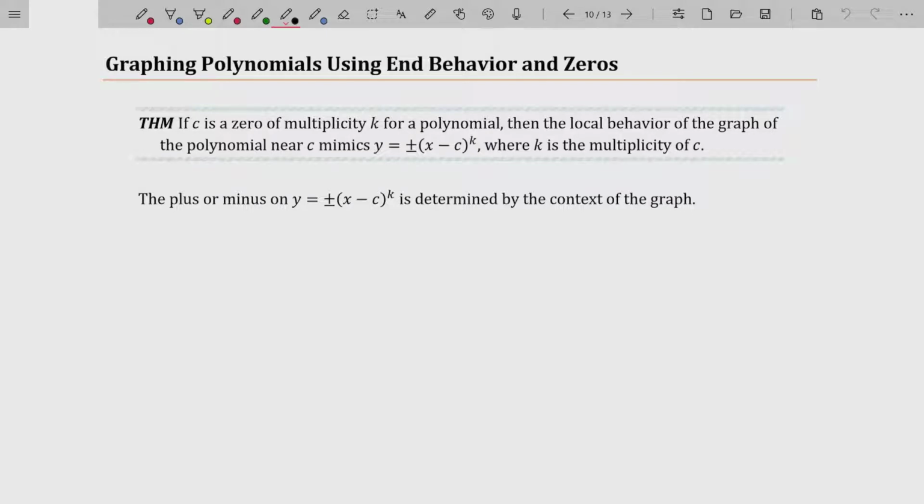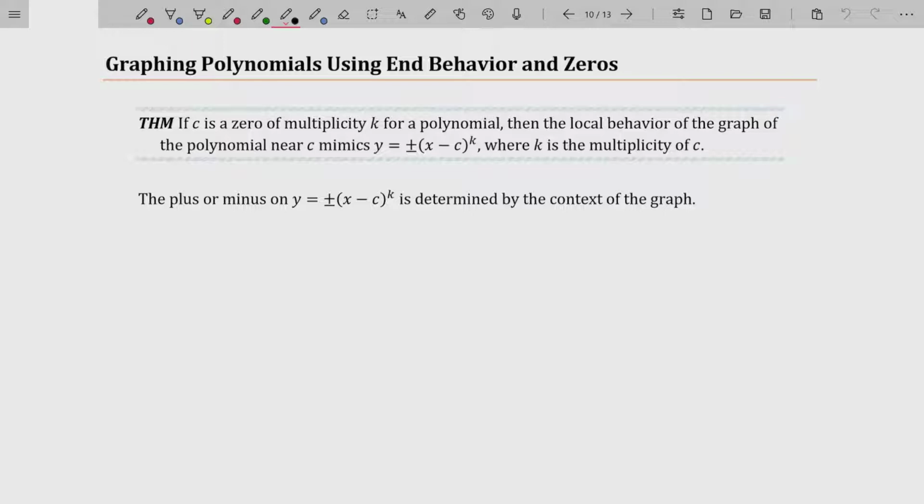We now begin our wrap-up of graphing polynomials using end behaviors and zeros. Up to this point, you should have watched my videos on the zeros of polynomials and their multiplicities, and you should have also watched my video on end behavior of polynomials, because both of those are going to come into play right now. We're going to tie everything together and make a very nice ending to this entire section of material. So here we go.